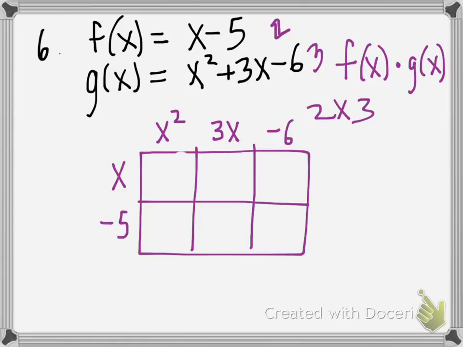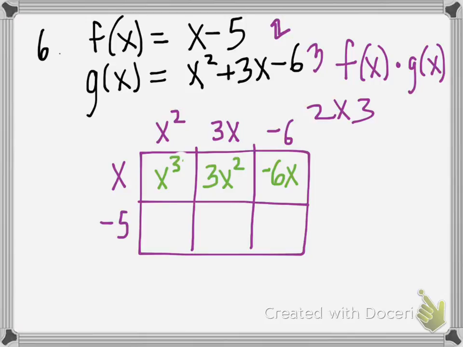So we're going to multiply x squared times x, and we're just applying the multiplication property of exponents, which says you add the exponents. 2 plus 1 would be 3 total, so x to the third. In our next box to the right, we're multiplying 3x times x, so that would be 3x to the second, again because you're adding the exponents. And then the last box to the right, negative 6 times x is negative 6x.